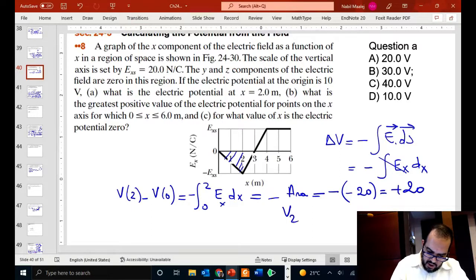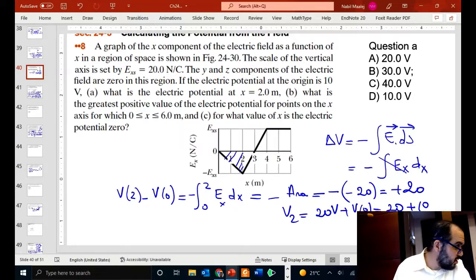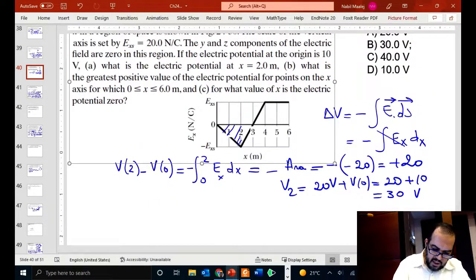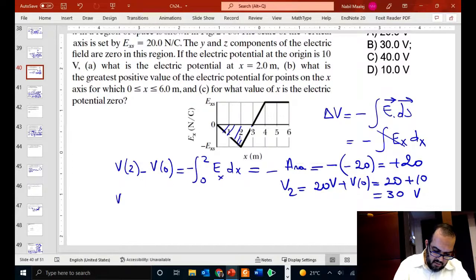So V2 is equal to 20 volts plus V at 0. So that's 20 plus 10, that is 30 volts. So V at 2 is 30 volts. Okay? And I can do the same thing. I can do, for example, the voltage at point 3, V at 3 minus V at 0. Same thing. It's the area under the curve minus the area under the curve.